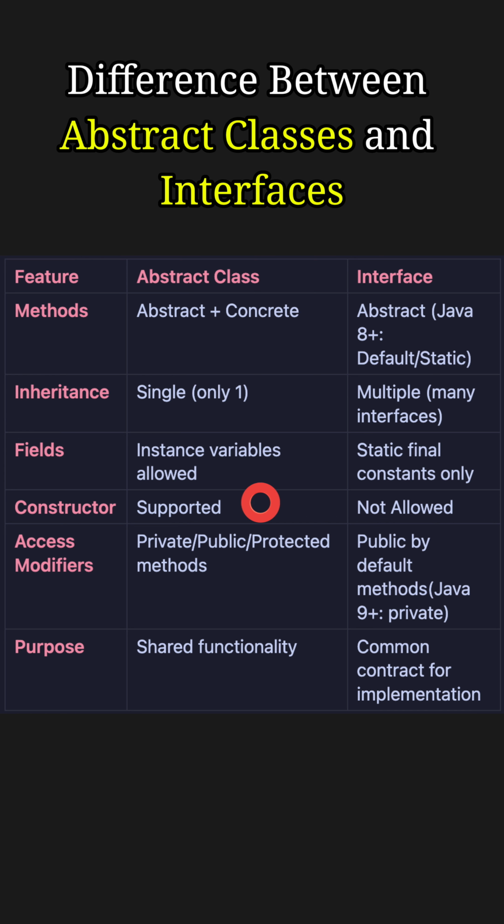Abstract classes can have constructors, allowing them to initialize fields, while interfaces cannot. Also, abstract class methods can have any access modifier, public, protected or private, but interface methods are always public until Java 9, where private methods were introduced for helper logic. And finally, the purpose of the abstract class is that it is used for shared functionality between related classes, while interfaces are used for defining a common contract.